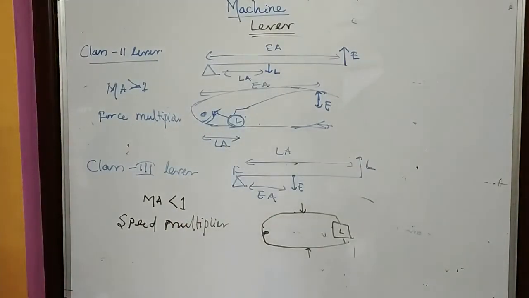Sugar tongs, fire tongs, a fishing rod, a knife, if you are playing badminton, everywhere this class 3 lever is used, where the class 3 lever is acting as a speed multiplier. Now we'll see two numericals very fast.